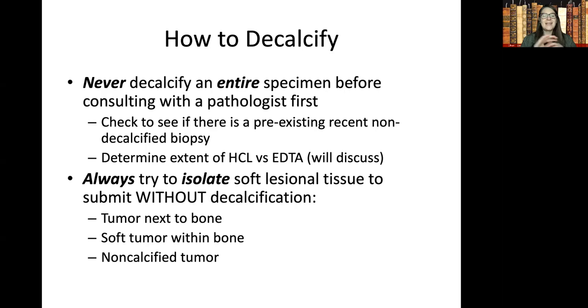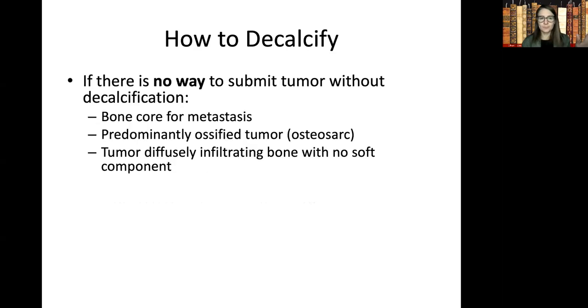Always try to isolate any soft lesional tissue, right, to submit without decalcification, whether that's, as we saw in the prior examples, tumor next to bone, soft tumor, even that is encased within bone, or any kind of tumor area that is non-calcified, right? So if you can isolate any soft tumor, let me say, without need for decalcification, use that always first, right? Because then your choices are much more broad.